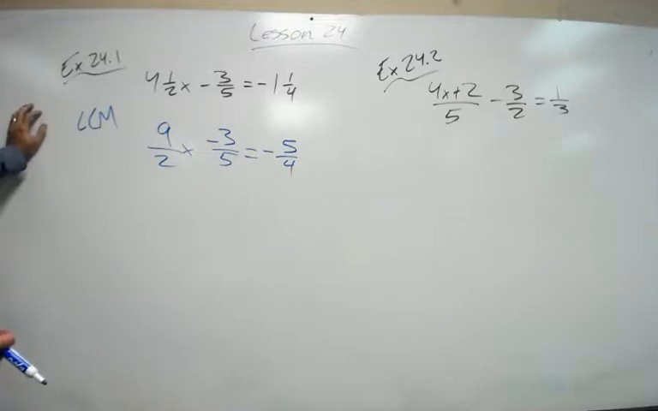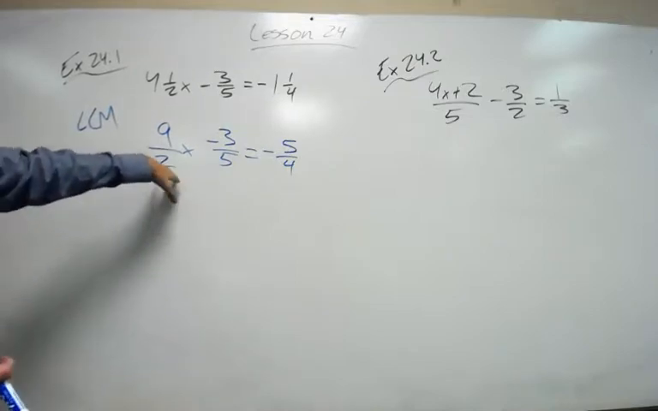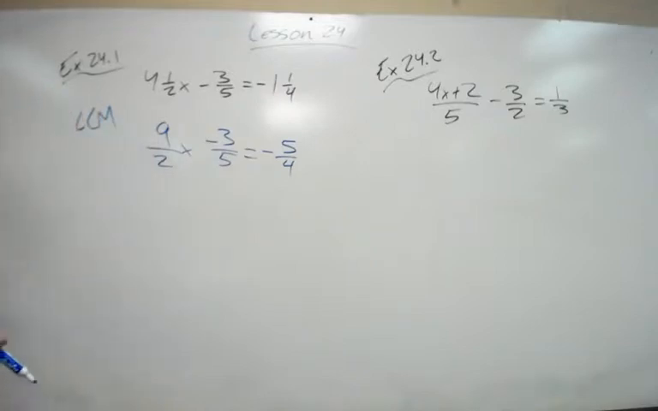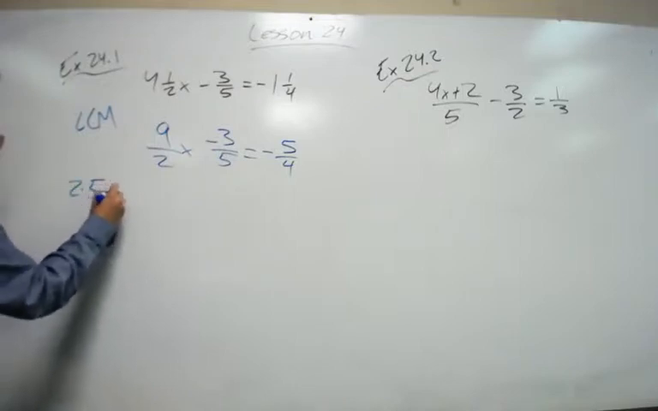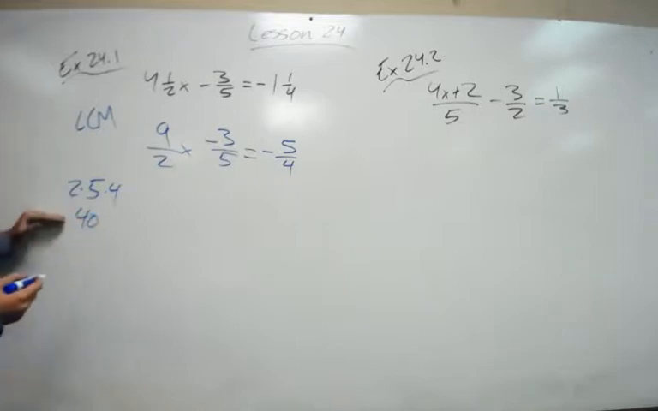So the least common multiple. What is the least common multiple within the denominators? So we're looking at 2, 5, and 4. What is the least common multiple? Well, one way to do that is always to multiply them together. 2 times 5 times 4. That's 40. Okay? That is a multiple, but I will say that is not the least common multiple.